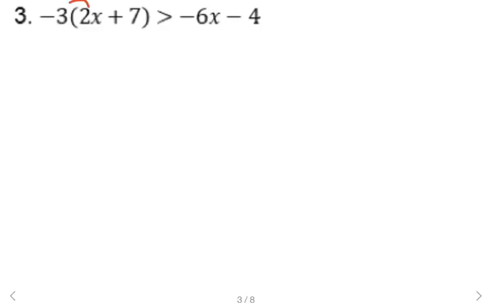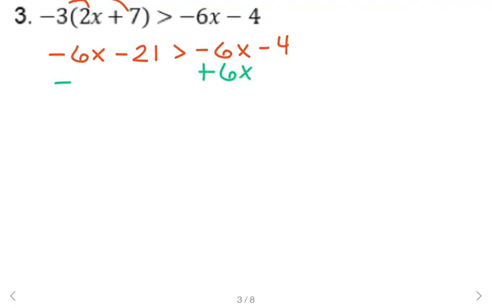Number 3, we can distribute the negative 3, and we get negative 6x minus 21 is greater than negative 6x minus 4. We've got variables on both sides, so let's add 6x. That gets the variable terms together on one side. Well, negative 6x plus positive 6x is 0. It goes away. So we have negative 21 is greater than negative 4.